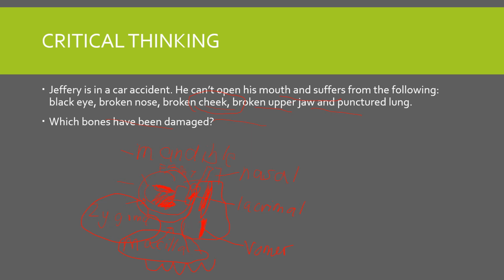And a punctured lung. So in order for something to puncture his lung, it would either have to break a rib, or it would have to go directly between the ribs and break the muscle between the ribs. It's probably likely that he's broken a rib because the ribs are in the way protecting the lung. And that's it for this lecture.